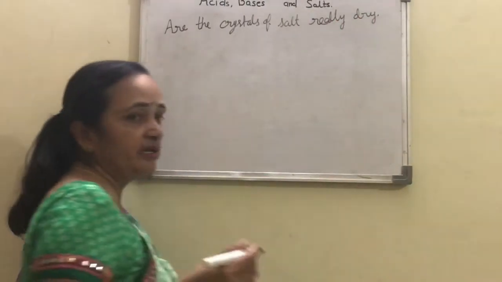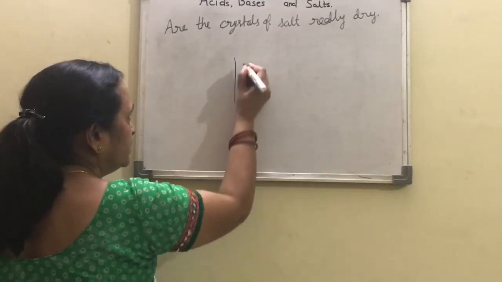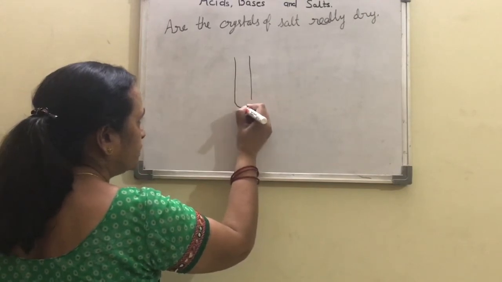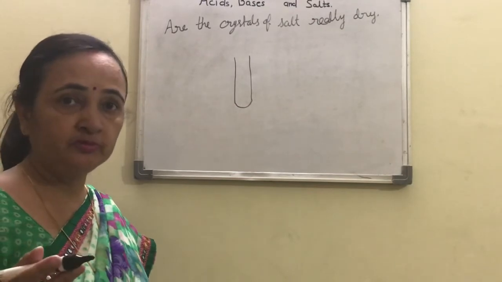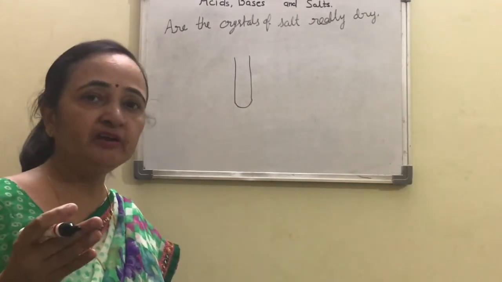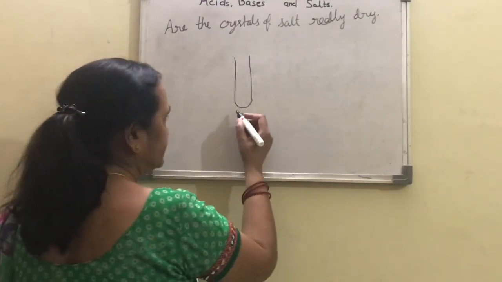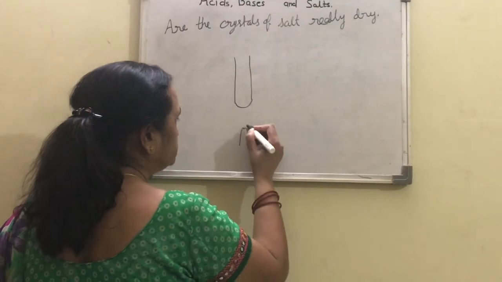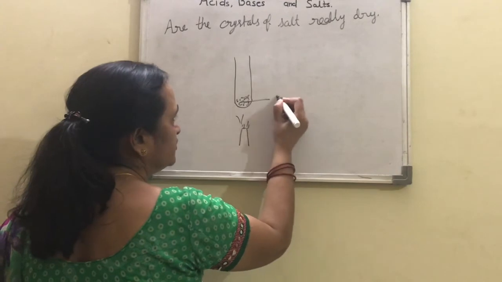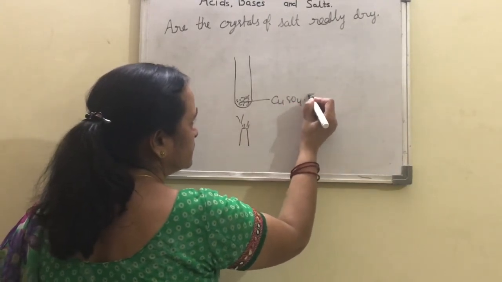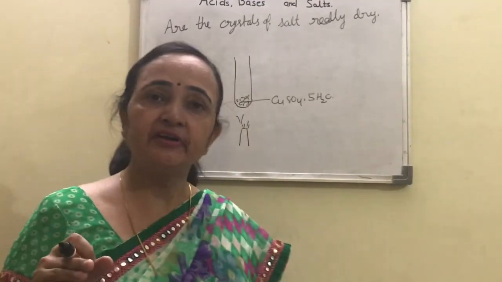It's a very simple activity. What we have to do, we will take a test tube. Here instead of a test tube you can take a boiling tube. You can do it in a test tube, but normally when we heat we use the boiling tube. So we will take a boiling tube and then we will heat it. First we will add some copper sulfate here, CuSO4, not 5H2O. And you know that the color of copper sulfate is blue.